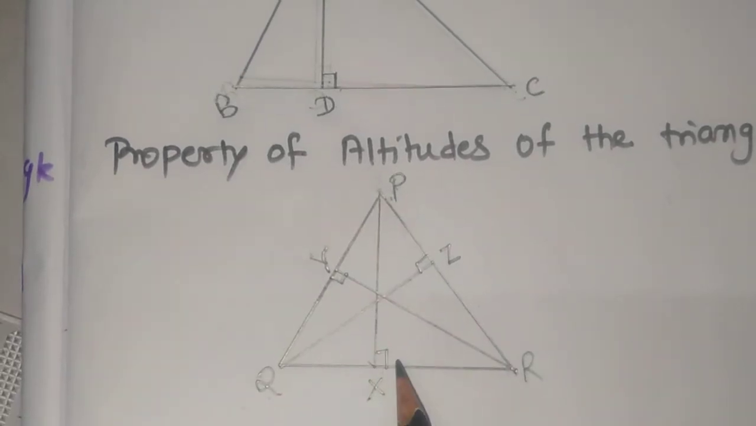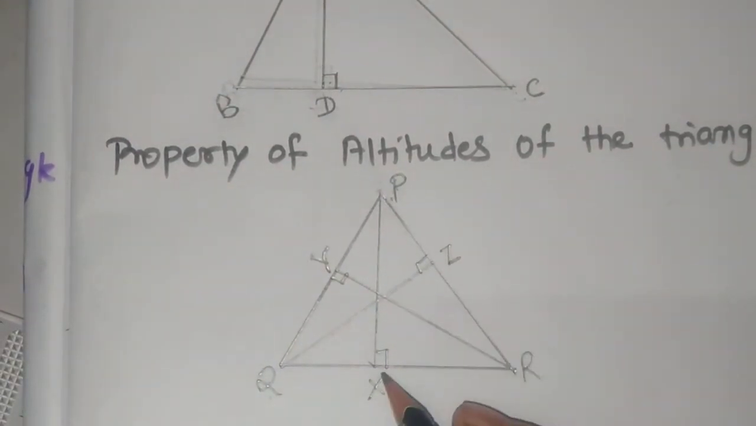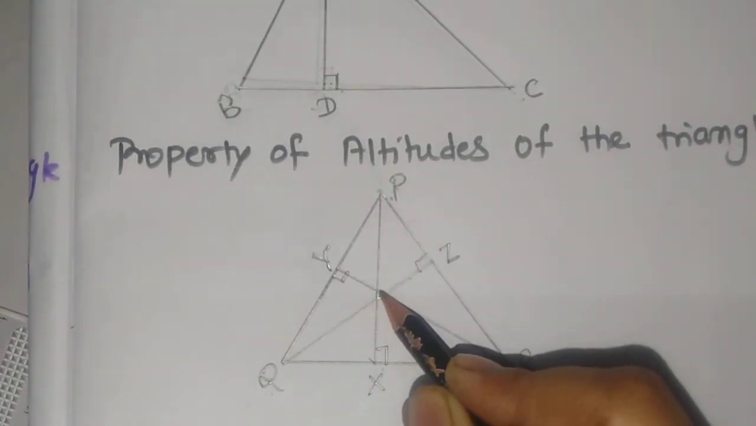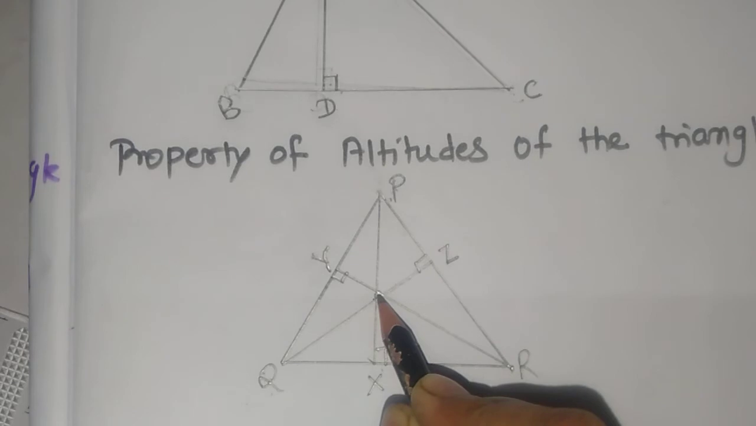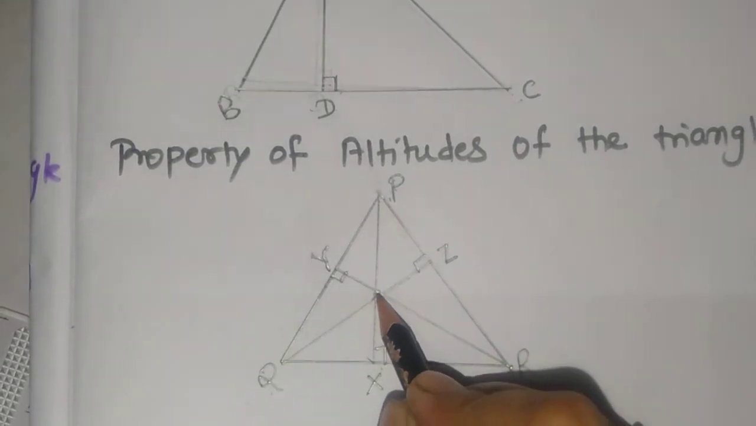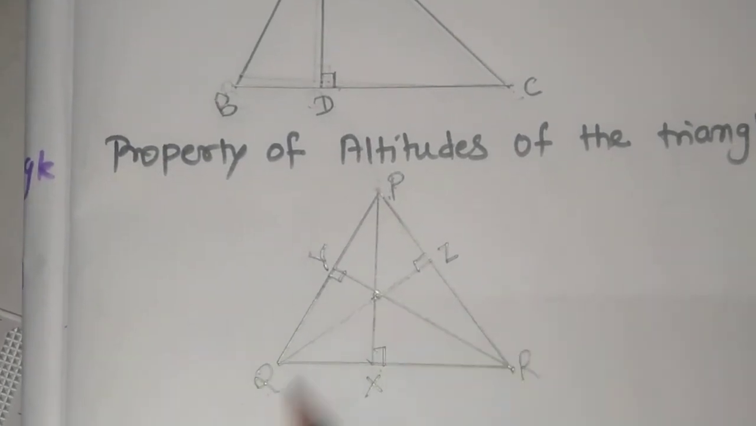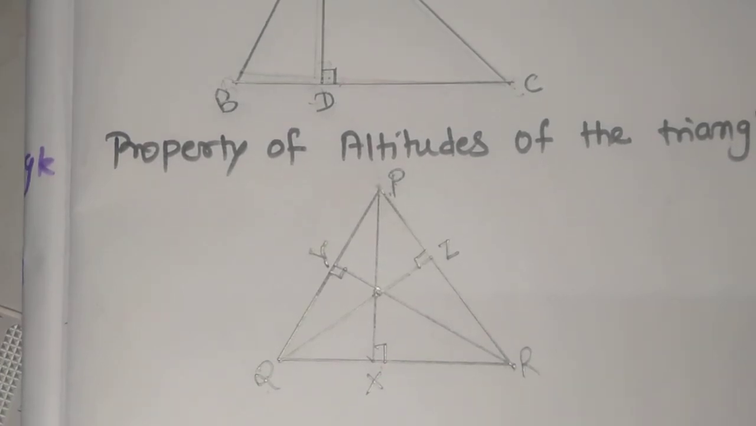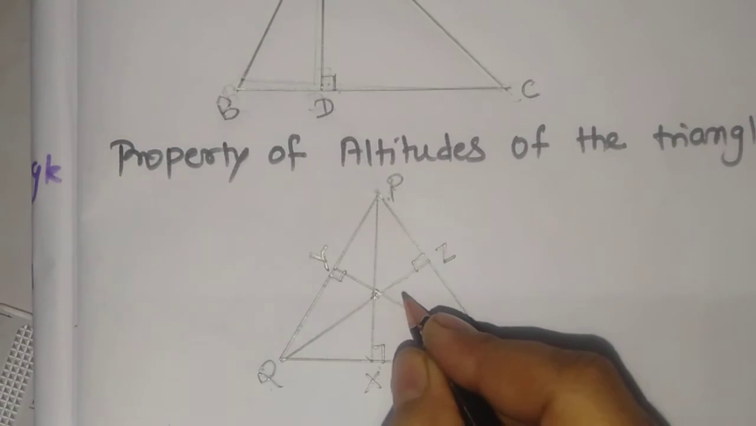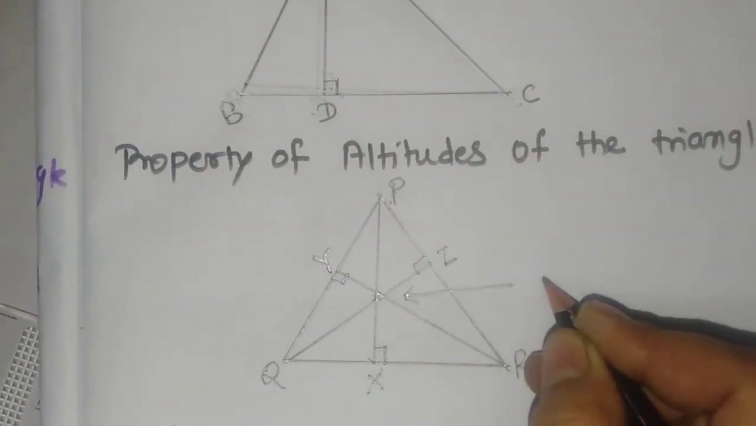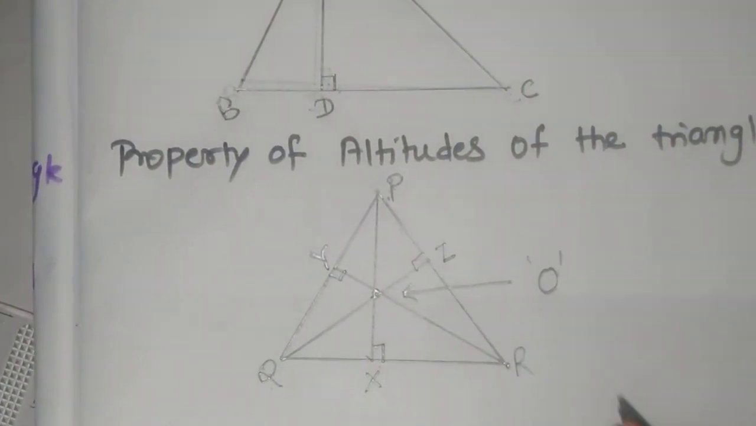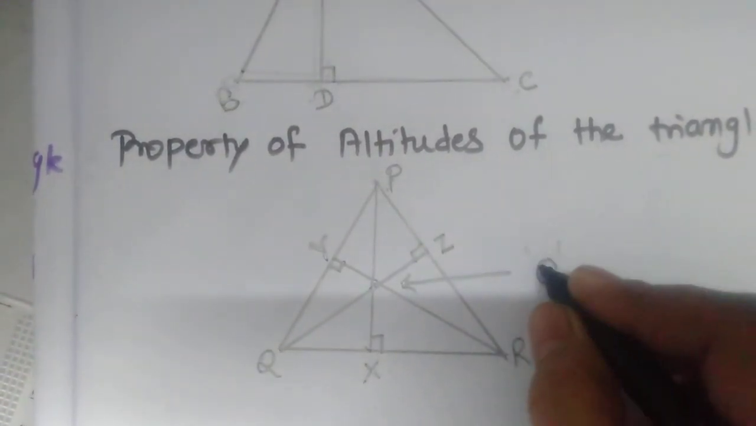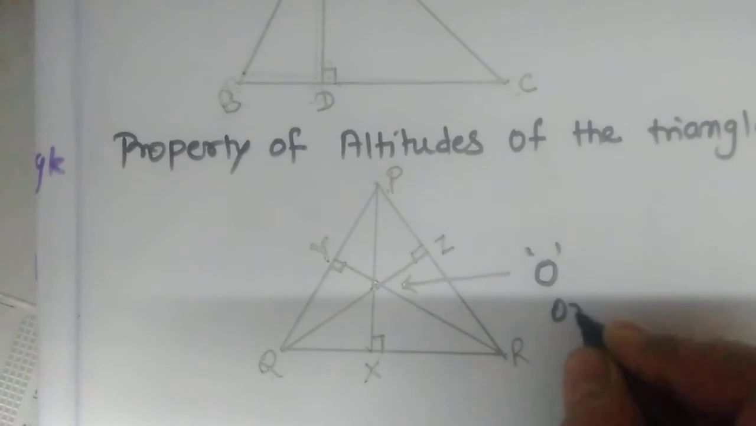So see here, all the altitudes of all sides pass through a single point, means altitudes of the triangle are concurrent to each other. Their point of concurrence is denoted by O. O means orthocentre.